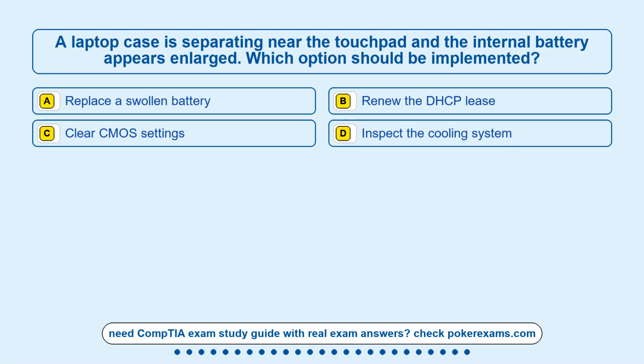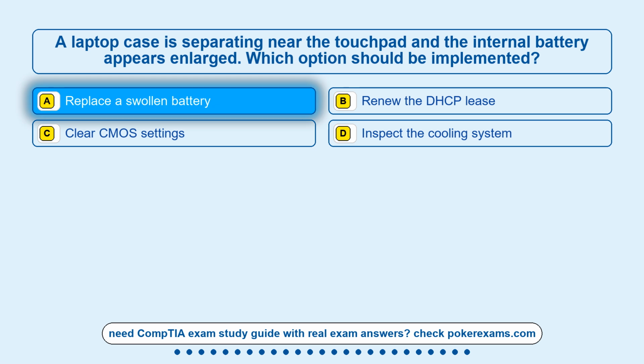Question 14. A laptop case is separating near the touchpad and the internal battery appears enlarged. Which option should be implemented? Option A. Replace a swollen battery. Option B. Renew the DHCP lease. Option C. Clear CMOS settings. Option D. Inspect the cooling system.